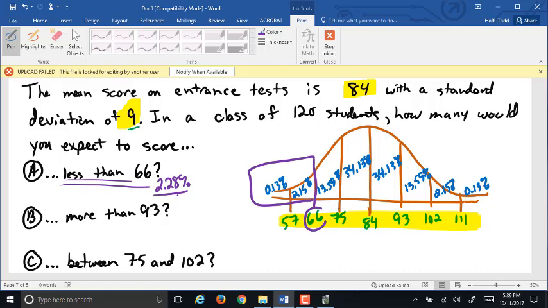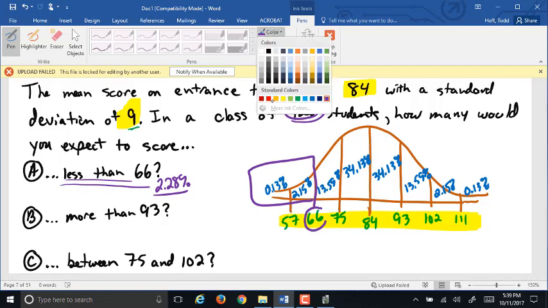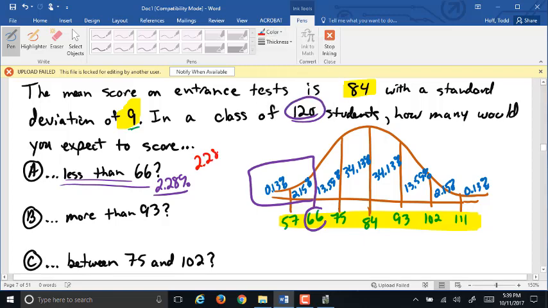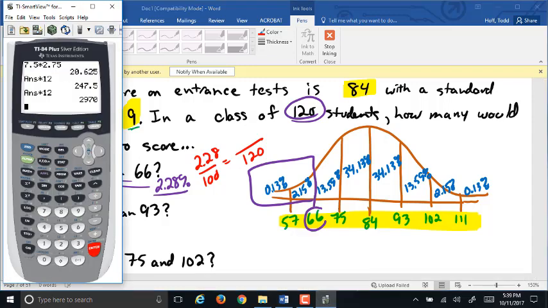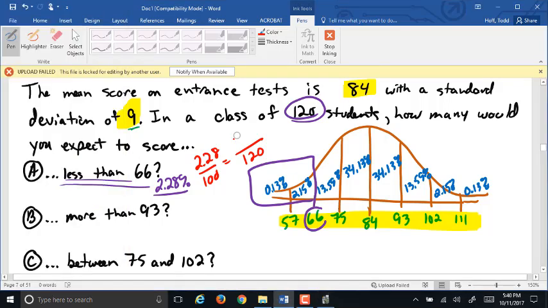So again, it doesn't ask what percent of the students, it says how many would be there. So out of 120 students, how many do we expect? Well, 2.28%. So 2.28 times 120 divided by 100 is 2.736. So you would probably round that to 3 students, because pretty sure 2.7 students is not really possible.